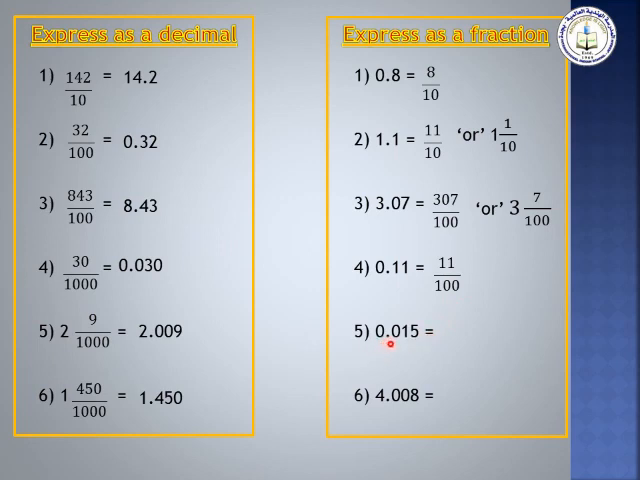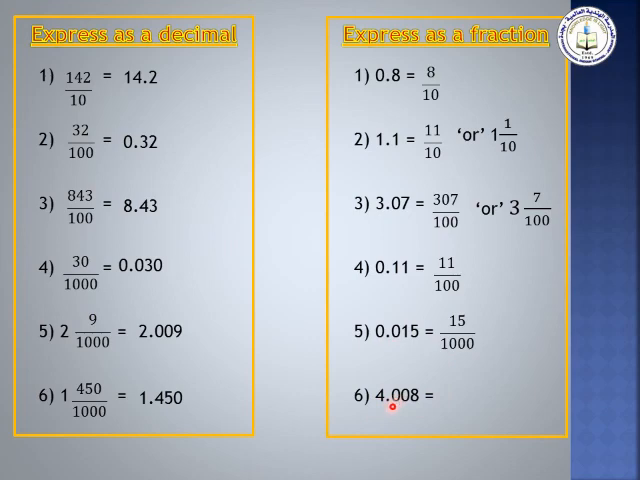Next, 0.015. Tell me the answer. Okay, answer is 15 divided by 1000. 1000 because after the decimal point there are 3 digits. So you can write 1000. Very good.